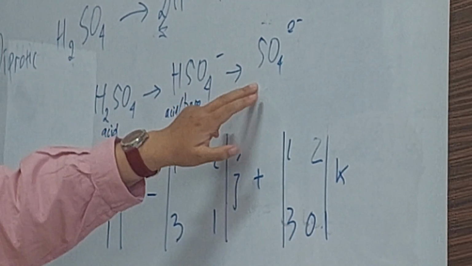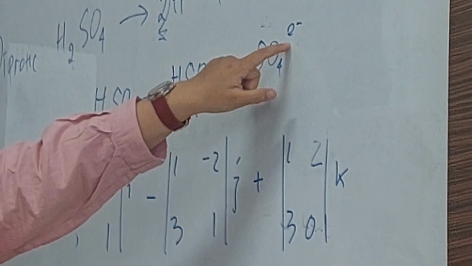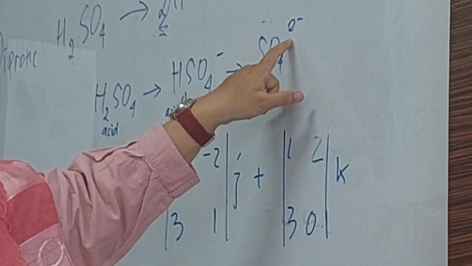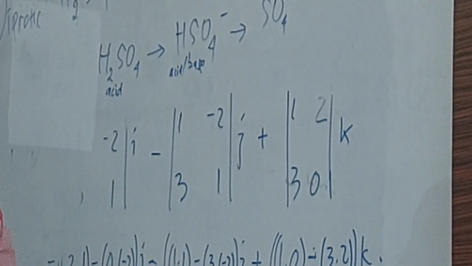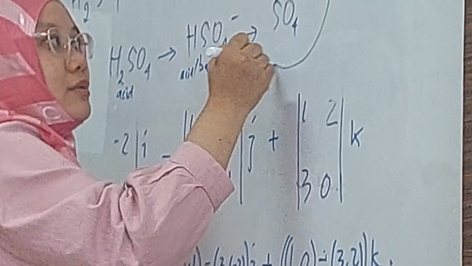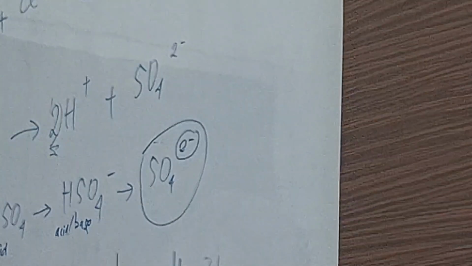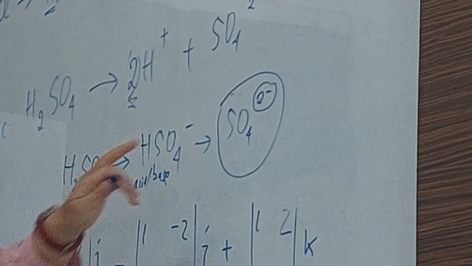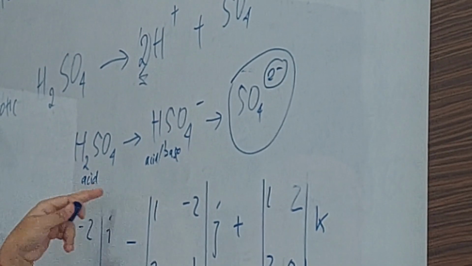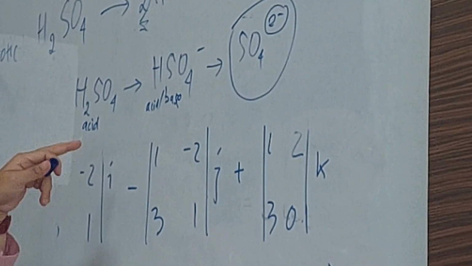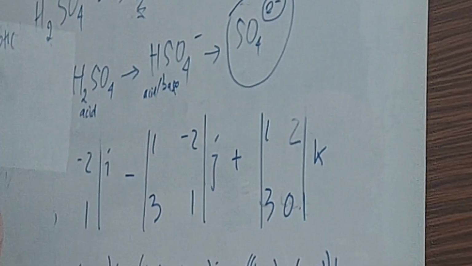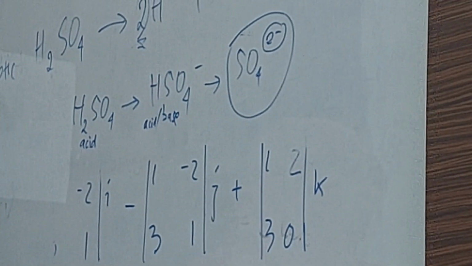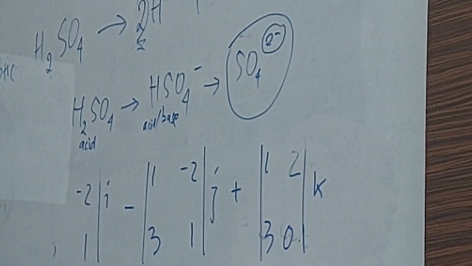So we found that SO4 has a 2 minus ion. So SO4 is always with 2 minus. The 2 minus is from this derivation.